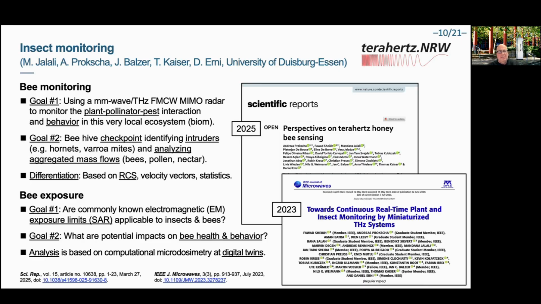at the entrance of the beehive, namely counting the bees. That's not that much of an issue, but for example, also to look at the pollen that is transported into the beehive, and if it's possible, also the nectar by monitoring the state of the digestive system of the bee, and that is something that might be pretty challenging. I will outline that a little bit later. So the differentiation here for the monitoring is based on radar cross-sections, radargrams, velocity vectors, and the statistics of bee movement.